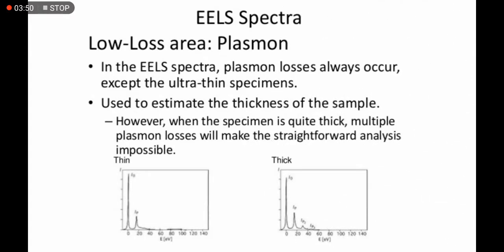Now we'll talk about the low loss area, plasmon. In the EELS spectra, plasmon losses always occur except in the ultra thin specimens, and are used to estimate the thickness of the sample. However, when the specimen is quite thick, multiple plasmon losses will make straightforward analysis impossible.